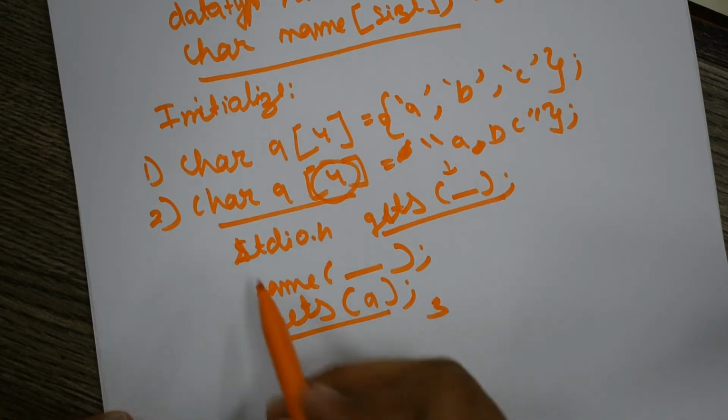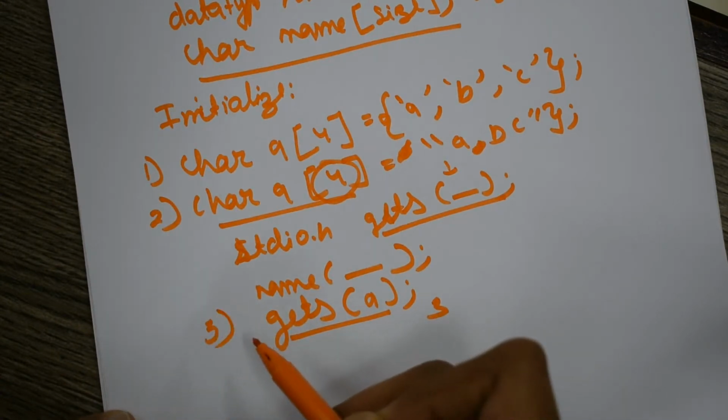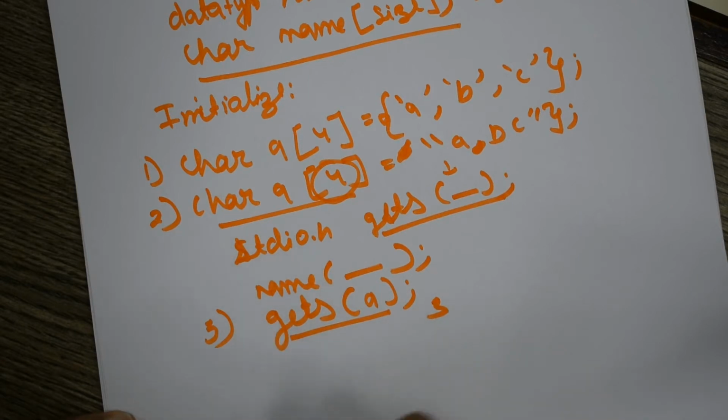Alright, so these are the three basic ways. There are more methods through which you can input strings, but these are the basic 3 ways to initialize a string.